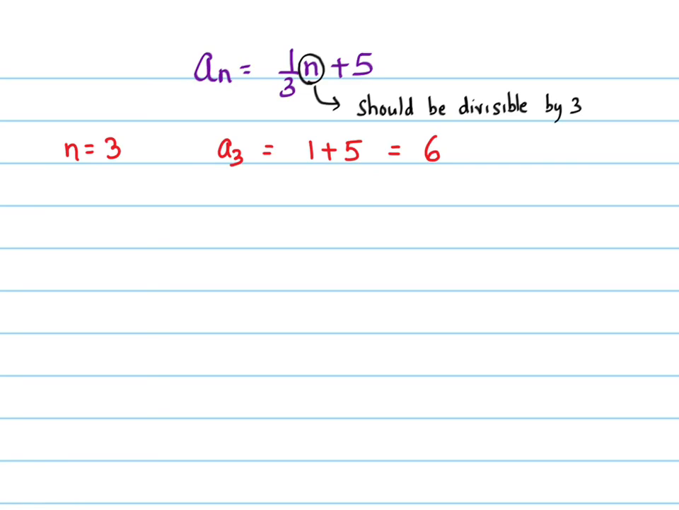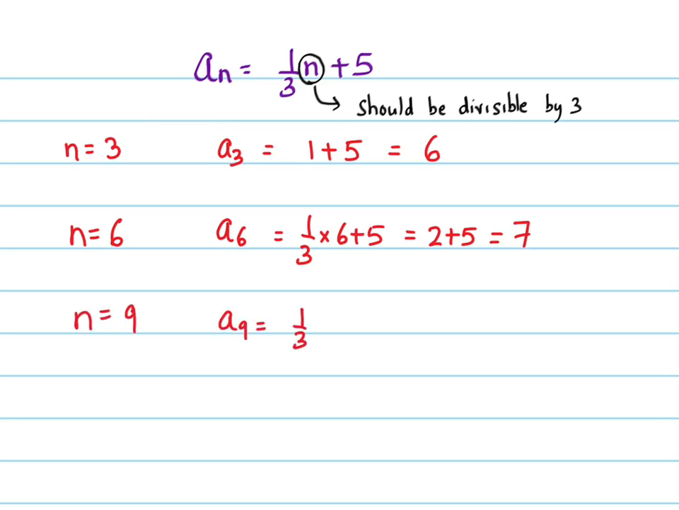So we'll think about the table of 3. So 3 times 1 is 3, 3 times 2 is 6, 3 times 3 is 9. So we'll think about the multiples of 3. So let's check n equal to 6. We put 1 over 3 times 6 plus 5 and we get that as 2 plus 5, that's equal to 7. Then the next multiple in the table of 3 is 9. Then we put 9, solve it, and we get the number as 8. So our sequence is 6, 7, 8 and so on.